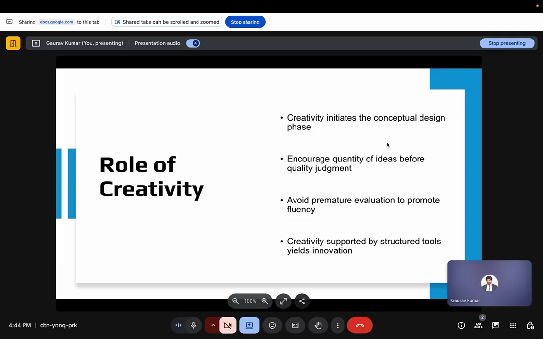Idea piggybacking and deferral of criticism produce fluency and novelty. Diversity boosts the range, and creativity is not chaos when guided by function. The best sessions tie back to needs and stay relevant. Outputs are documented for later clustering, screening, and hybridization.